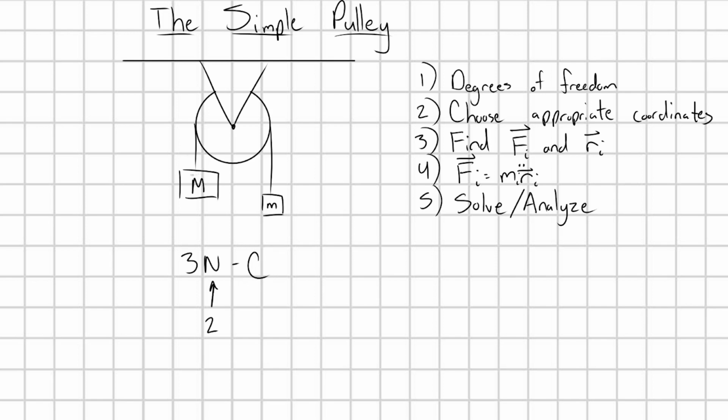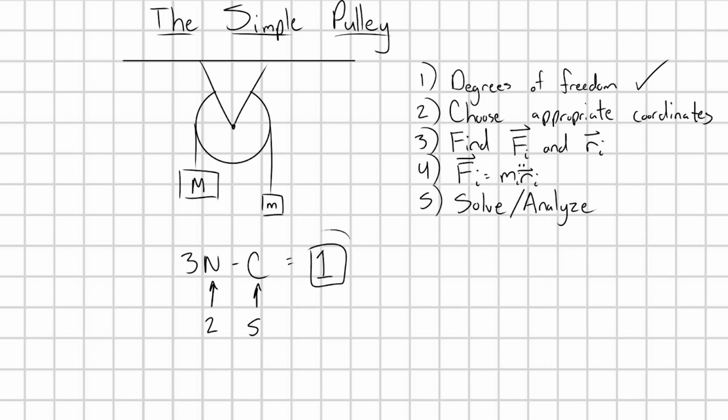Each of my masses can only move up or down as opposed to 3 dimensions, so each one has a reduction of dimensionality of 2. So we capture 4 constraints so far. And also, we have the fact that this rope is of a fixed length and it's holding the two masses together. So that is a 5th constraint. So our total number of constraints is 5, and so at the end of the day, we have 1 degree of freedom here. So we check step 1 off.